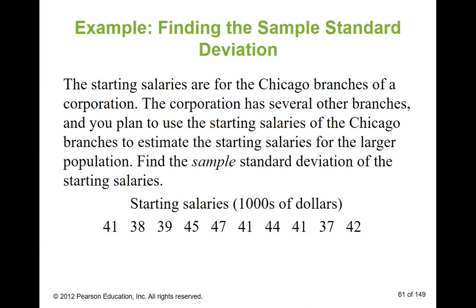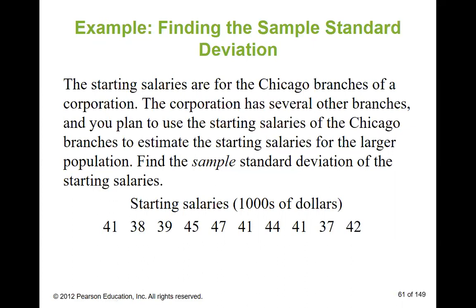So let's see if we could find this. This is the same information as we had just a minute ago, except notice what changed in the instructions up here. This is for the Chicago branch of a corporation. There are other branches, so you're going to use the starting salaries of the Chicago branch to estimate the starting salaries for the larger population. Find the, what word is italicized? Sample. Sample standard deviation of the starting salaries. So if we're going to get the standard deviation, but now this is a sample, not a population, do we have to go through the whole table again, or do we just have to make a little adjustment? A little adjustment. And what's the little adjustment?